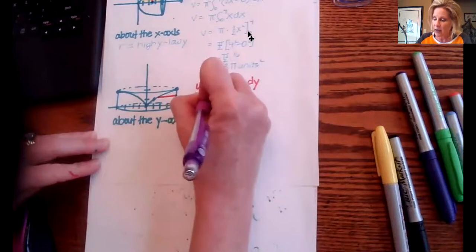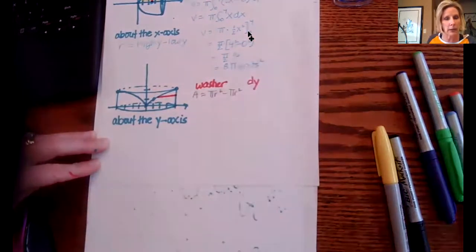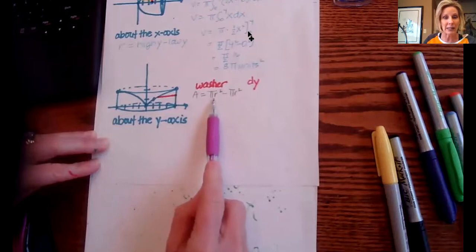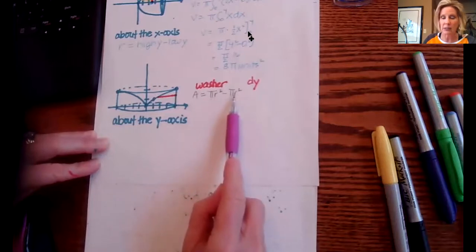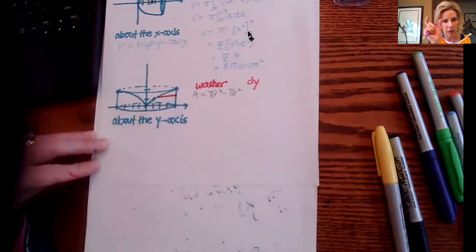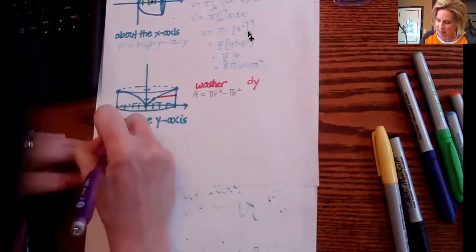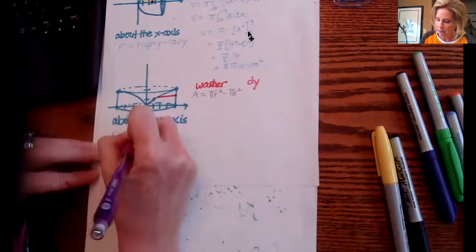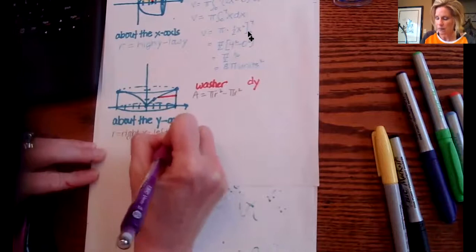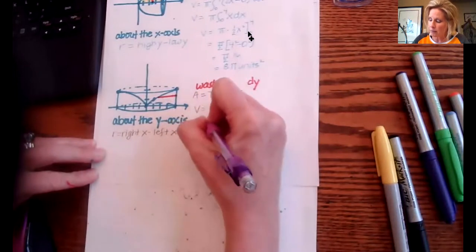And I've already said the area of the washer is going to be pi r squared minus pi r squared. And I'm being a little loose with my notation, but the first radius is the outside radius, the radius of the big circle. And the second radius is the inside radius, the radius of the little circle, okay? So I also want you to recognize that if your lengths are sideways or horizontal, then to find this length, you have to say right x minus left x. Okay?